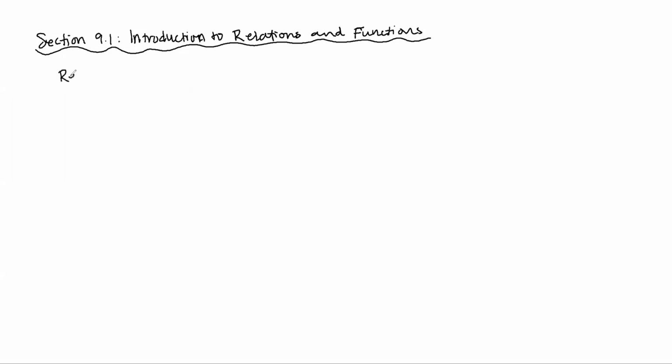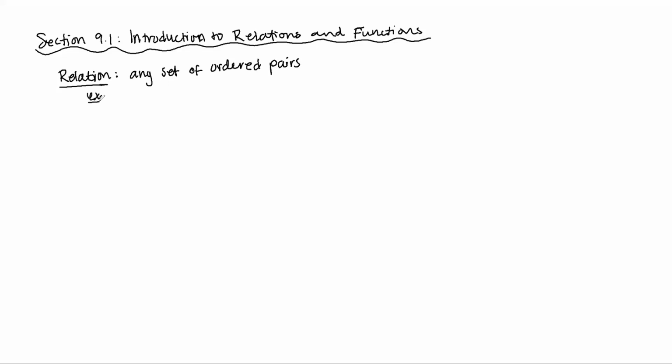Let's start off with a relation, because a function is a specific type of relation. So we need to know what a relation is. A relation is just any set of ordered pairs. You can think of it kind of like a line, because a line is a bunch of ordered pairs. A line is also most of the time a function, and we'll talk about why that is.